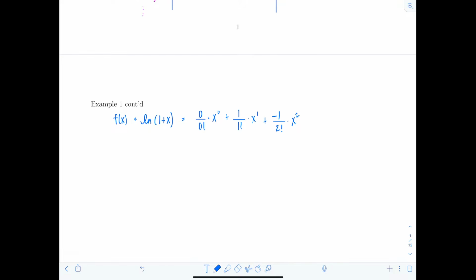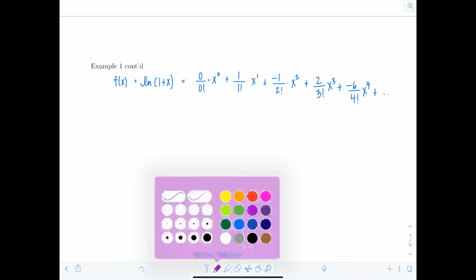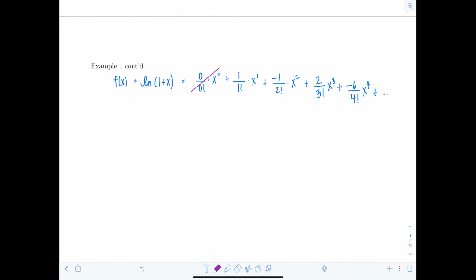Then I'm going to have, what's next? Plus 2 over 3 factorial times x cubed plus negative 6 over 4 factorial times x to the 4th plus so on and so forth. Okay, now can we clean up a little bit? Well, let's see here. This first term is just 0, so that's gone. Then here, this is just 1 times x to the first.